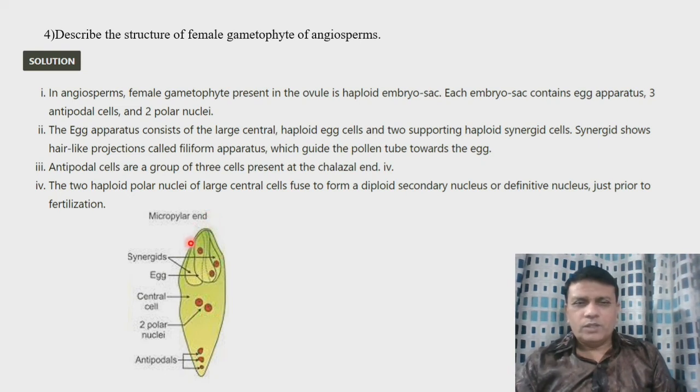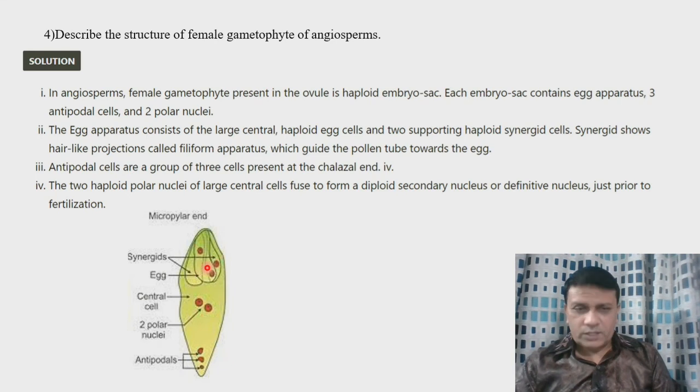Now this is the structure of female gametophyte, and it is haploid as it is produced from haploid megaspore. Then it contains egg apparatus, the group of 3 cells at the micropylar end is called as an egg apparatus. Then at the center, two polar nuclei are present, and towards the chalazal end, 3 antipodal cells are present. This is the first point. Then in second point, you will have to write.